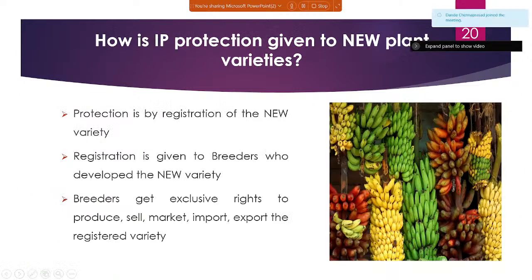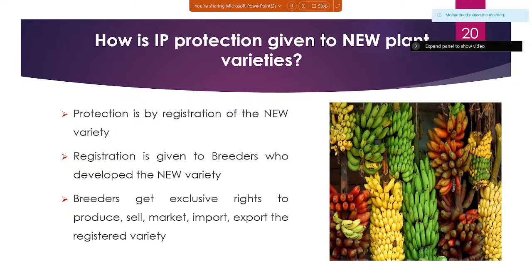Here also you can see lots of bananas. It's like 1, 2, 3 colors are there, right? Or 4, I don't know. Anyway, so how is IP protection given to new plant varieties? Protection is by registration of the new variety. So you have to apply for the registration. Registration is given to breeders who develop the new variety.